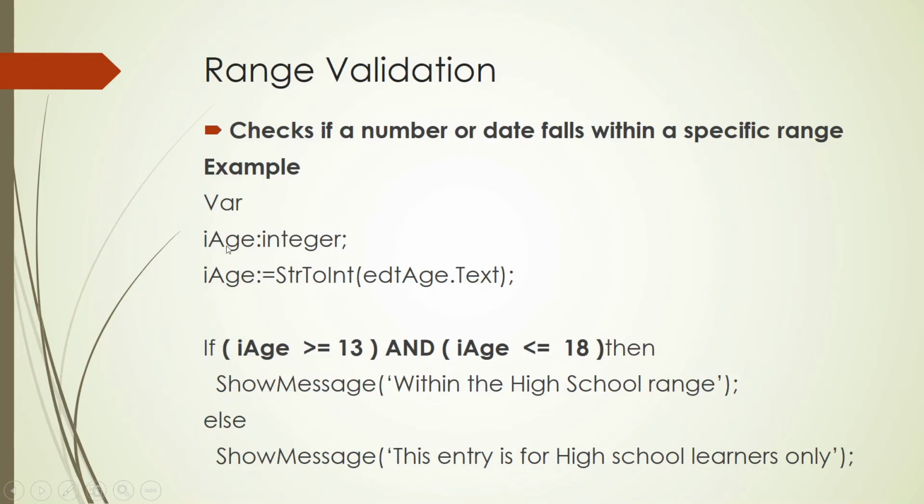So I've created a variable called iAge, data type integer. I'm getting a value from a tEdit, and I'm then checking if iAge is greater than or equal to 13 and iAge less than or equal to 18. So if the learner is between 13 and 18, both inclusive, and using the AND operator, both conditions must be true.